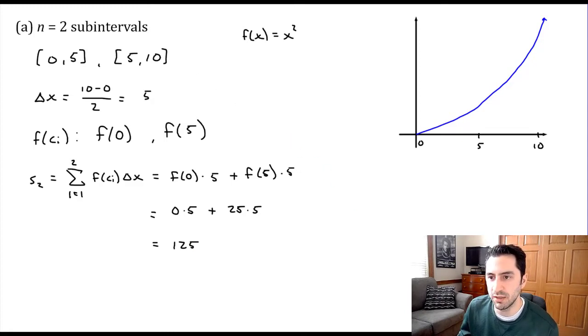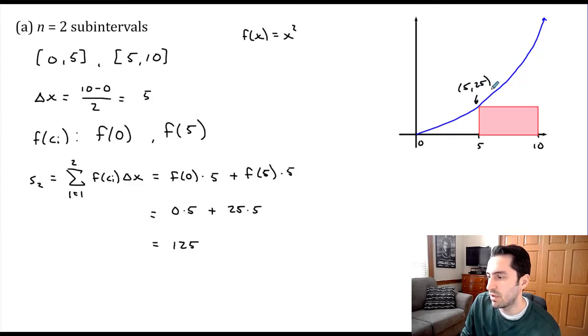If we draw this in, the first rectangle we found actually has a height of 0, so in this first interval we don't have a rectangle there at all. In the second interval, the height is up at f of 5, so this is a height of 25. If we draw in that rectangle, it bumps up right against the function at that point. So this point here is the point (5, 25). The area of this rectangle is 125, and that's our approximation.